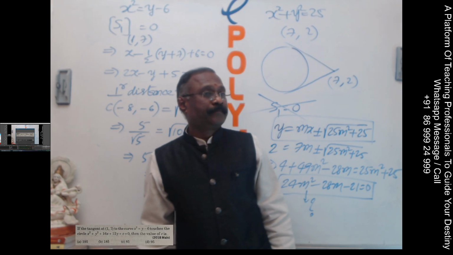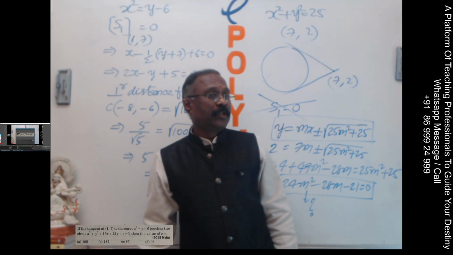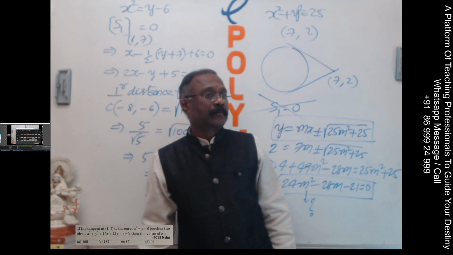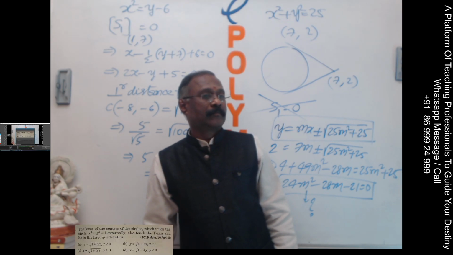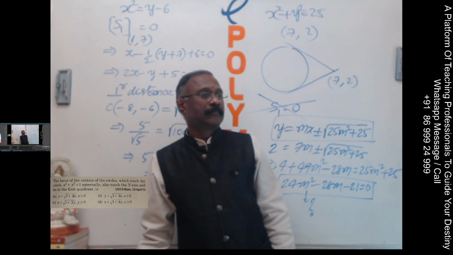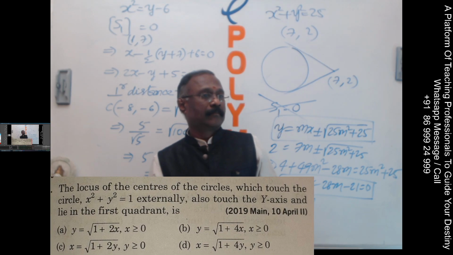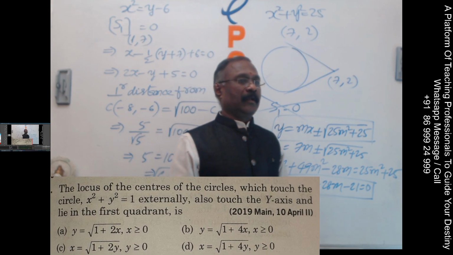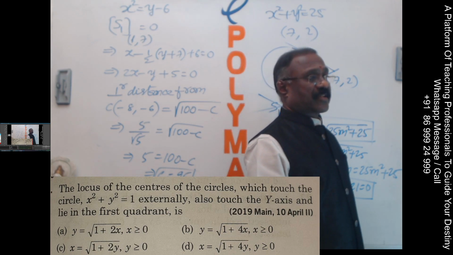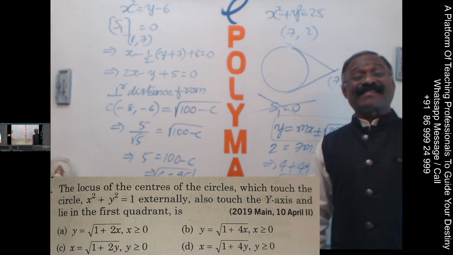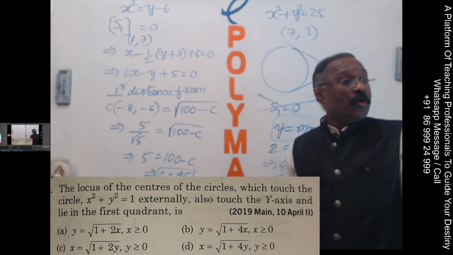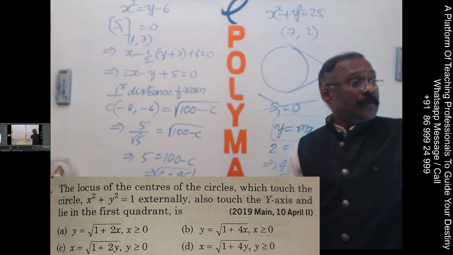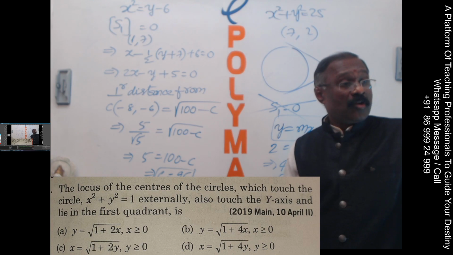Okay, now, next question please. The locus of the centers of the circles which touch the circle x square plus y square equal to 1 externally, also touch the y-axis, and lie in the first quadrant.